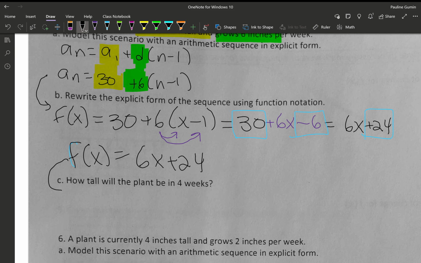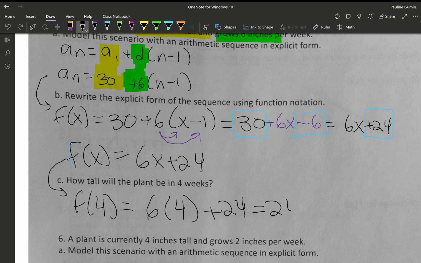For letter C, how tall will the plant be in 4 weeks? We take that function notation, we plug in a 4 instead of x. So instead of 6 times x, I have 6 times 4. 6 times 4 is 24, and 24 plus 24 is 48 inches.